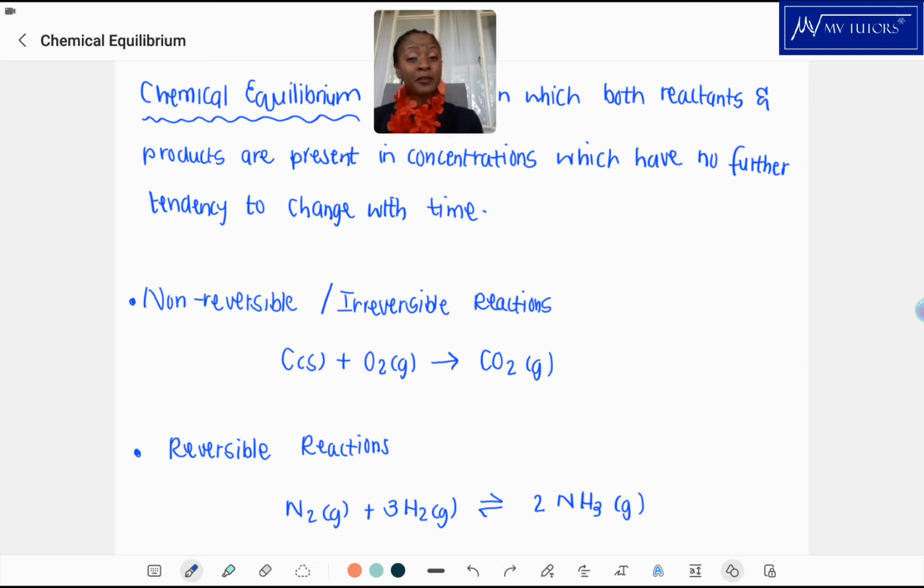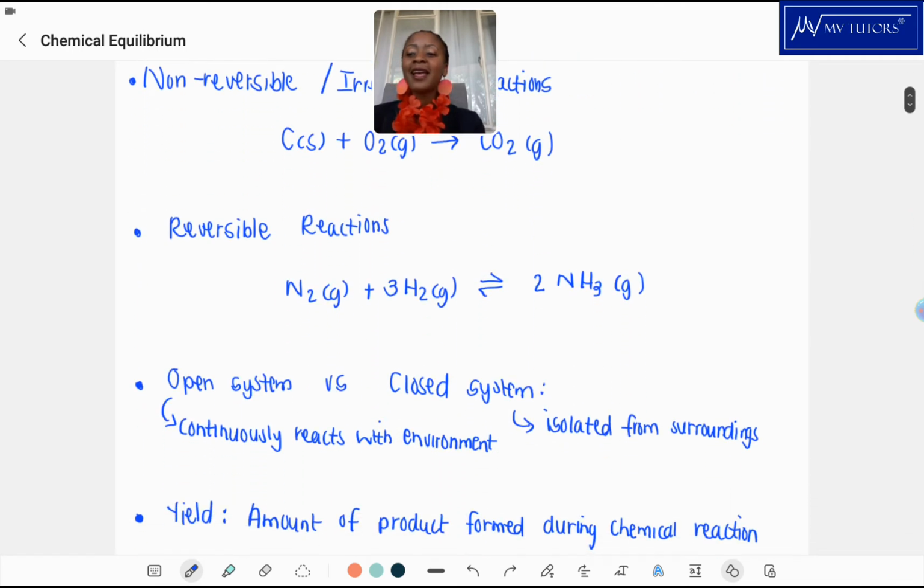Okay, then you have reversible reactions. For example, if you want to produce ammonia, maybe for fertilizers, you have nitrogen gas as well as hydrogen gas, and it gives you ammonia gas. Even if you have ammonia, through some processes, you can get back your nitrogen and your hydrogen gas. It's quite possible.